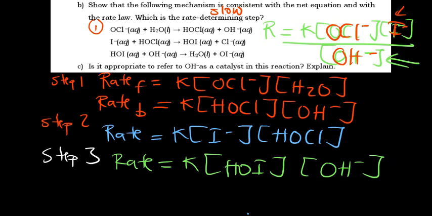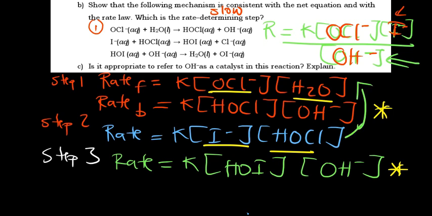So we've removed the backward for the first step 1 and also step 3. Now if you check the first one, we have OCl minus and water. So this is matching up, but water is not. If you check step 2, iodide is matching up, but HOCl is not. So we have to choose between the two, which one is most likely to be the rate determining step.